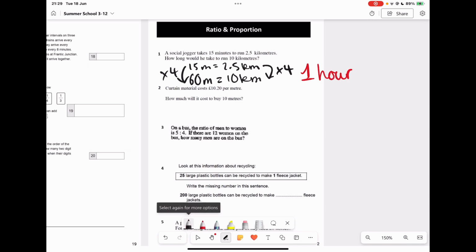So question 2, cutting material costs £10.20 per metre, so then 10 metres will cost £10.20 times by 10. And that's equal to our answer of £102.